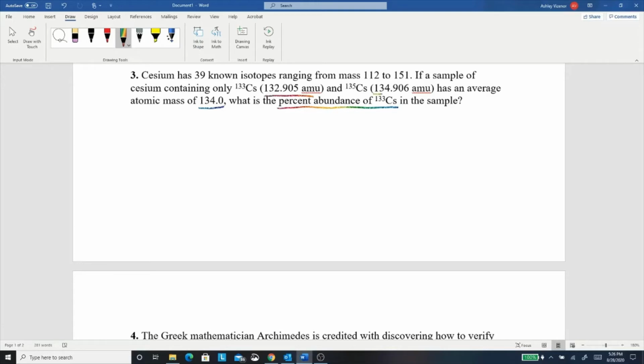So we're given our actual masses. Our cesium-133 will be our X, with mass 132.905, which means 1 minus X is for cesium-135. Let me rewrite: X is equal to the fraction of cesium-133, and 1 minus X is the fraction of cesium-135. So now putting in our actual masses, 132.905 times X plus 134.906 times 1 minus X is equal to our average of 134.